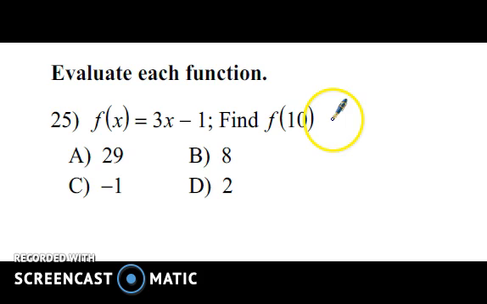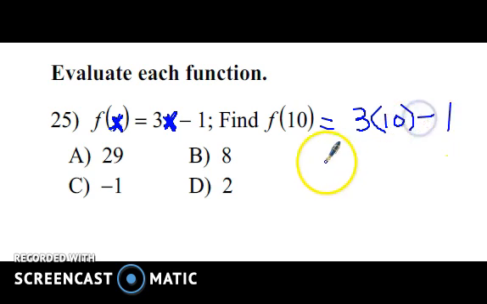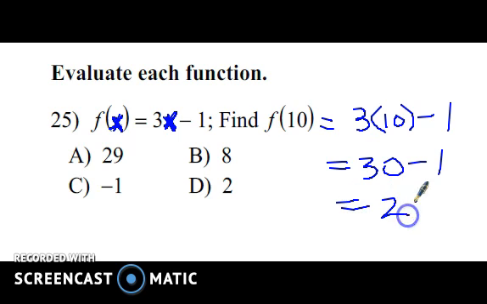Our next question, we have to evaluate the function, which literally means plug that 10 in wherever there's an x. There's a 10 taking the x spot, so we're going to have the 10 take the x spot within the expression on the right. So we have a 3 times 10 minus 1, which gives me 30 minus 1, which is a 29. A is our answer.